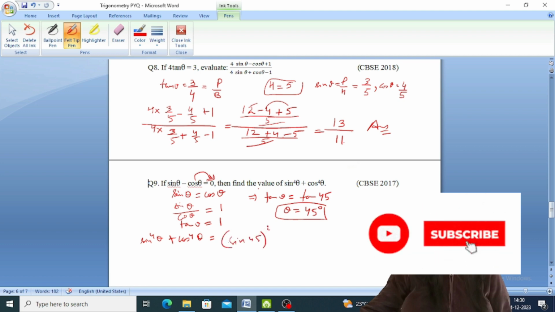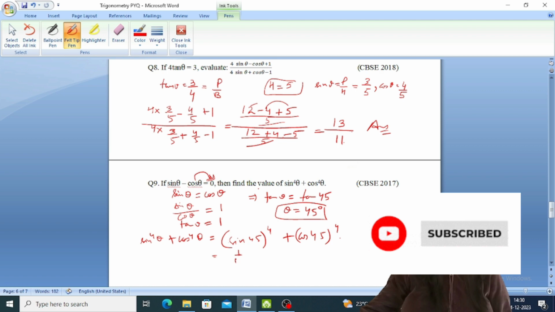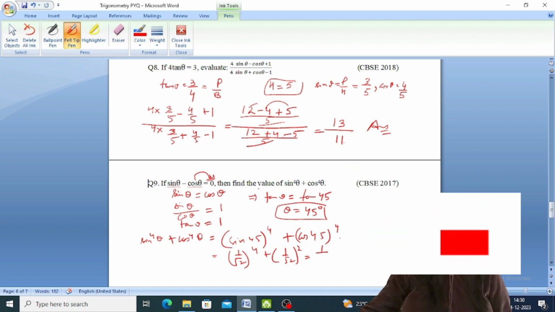Sine 45 raised to the power 4 plus cos 45 raised to the power 4. Let's solve this now. Sine 45 is 1 by root 2. Cos 45 is also 1 by root 2. So 1 by root 2 raised to the power 4 will be 1 upon root 2 into root 2 into root 2 into root 2. This is 2, this is 2.